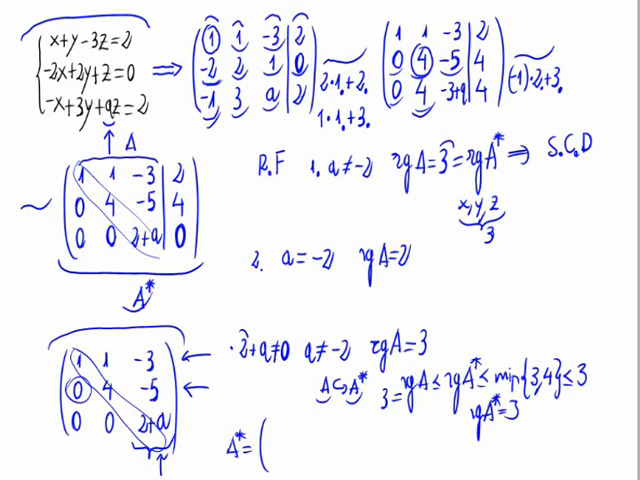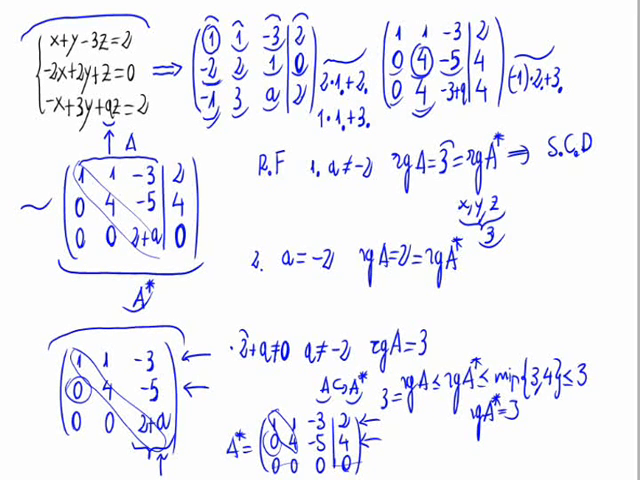And in this case, I'm going to write it down here. The matrix A star, if a were equal to minus 2, would look like this, with the last row full of zeros. So the maximum rank of the matrix A star would be equal to 2, and that is the same rank again as the matrix A, because we have a row full of zeros.